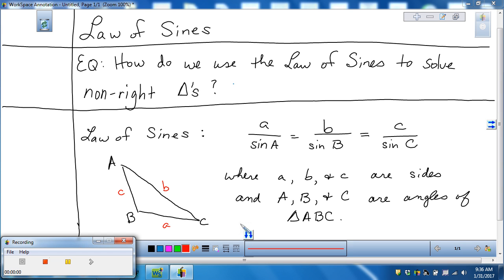Today we're going to talk about law of sines. Our essential question is, how do we use the law of sines to solve non-right triangles? First thing we're going to do is start out with what the law of sines is.